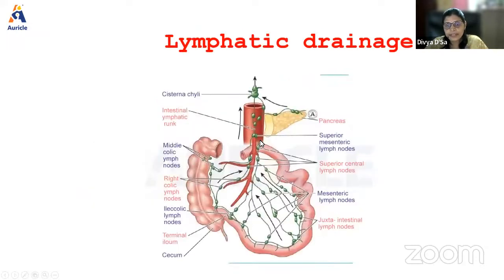The lymphatic drainage is mainly into the superior mesenteric nodes. Within the mesentery, there are mesenteric lymph nodes, and from there the lymph goes to the superior mesenteric group of lymph nodes. That will be the main group.